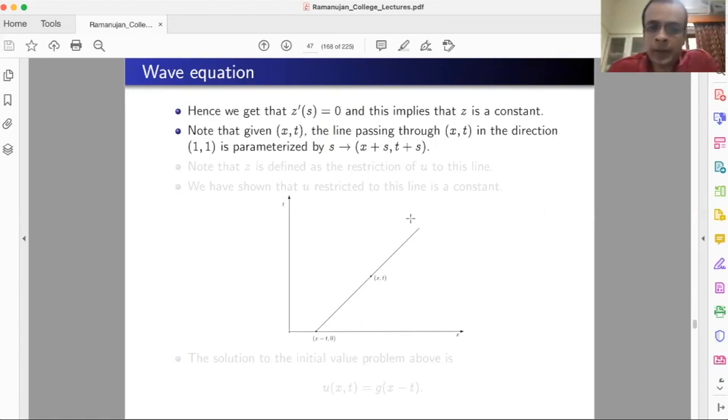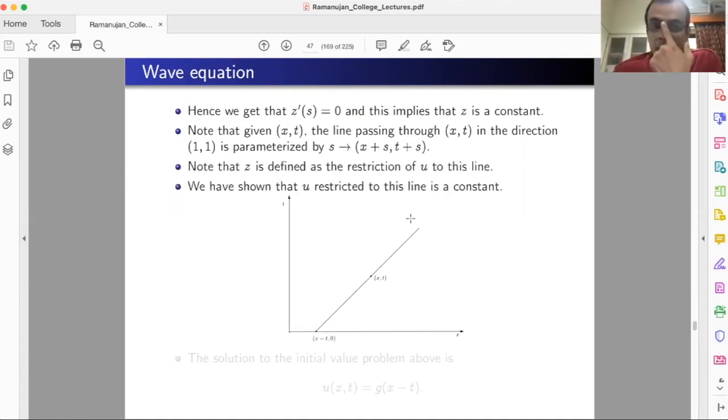So that's going to be parameterized by s, a parameter. It's going to be in the direction 1 comma 1, and the parameterization is s going to x plus s comma t plus s. So x and t are fixed right now. What we have actually done is we have defined z as u restricted to that line. And what we have shown is that u restricted to this line is a constant, which means that the value of u at the point x comma t is the value of u along every point on this line.